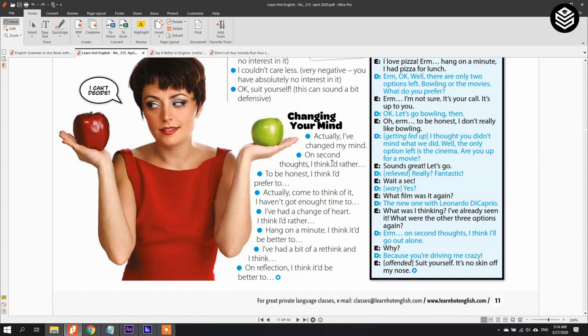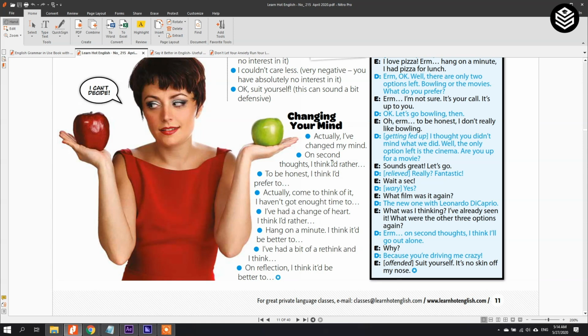The fifth one: "I've had a change of heart. I think I'd rather..." This is also the same as on second thoughts or to be honest. "To be honest, I think I'd prefer to." Same meaning. "I've had a change of heart. I think I'd rather."